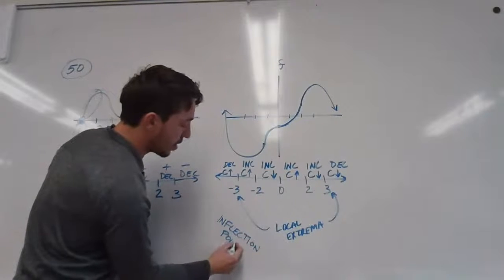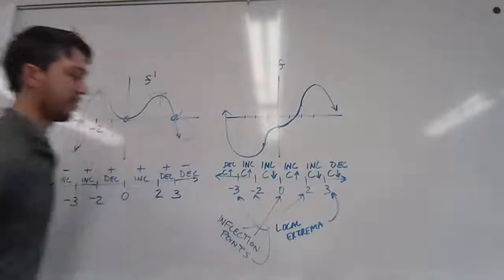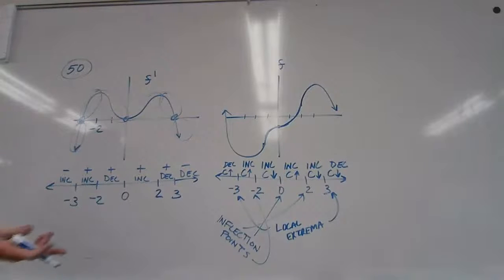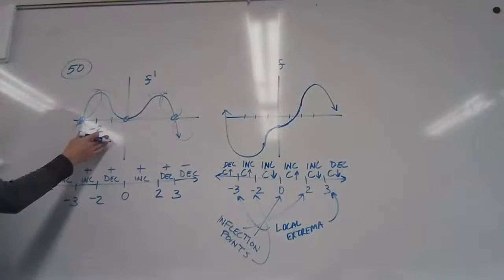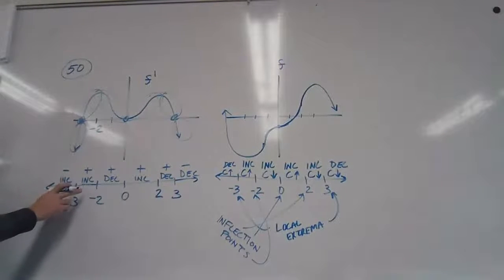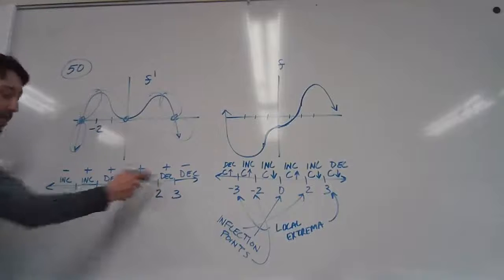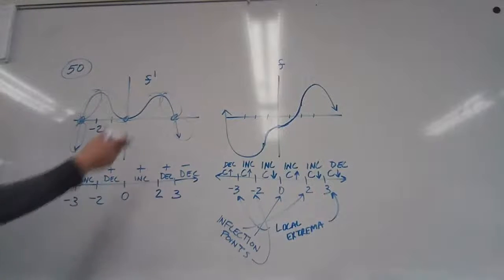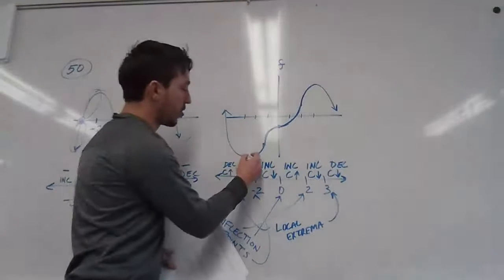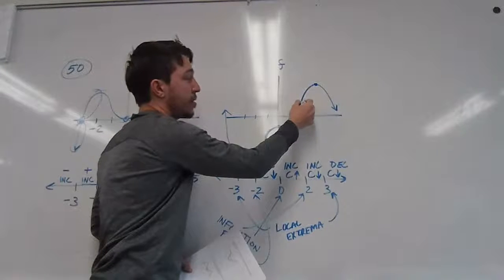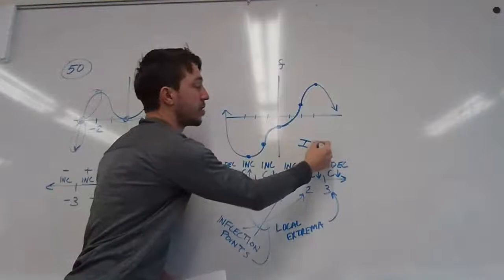Inflection point. So the inflection points are happening, right? An inflection point on f happens anywhere where f prime is changing from increasing to decreasing, or decreasing to increasing. So that's why it's -2, 0, and 2. Okay, so local min there, local max there, inflection point at 2, inflection point at -2, inflection point at 0. So inflection points.